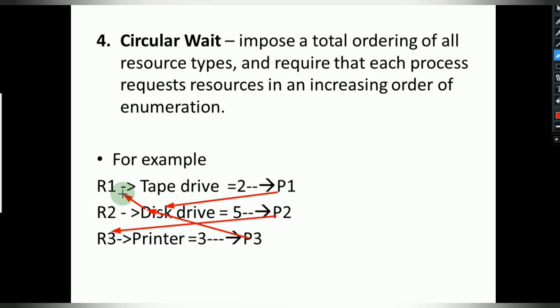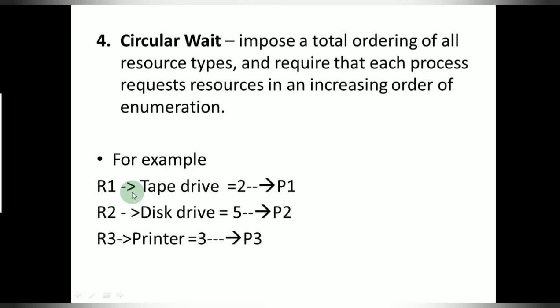Now, when I say it should request only in the increasing order, it is impossible that it could request back to R1. That is, the last process cannot request the resource that is held by the first process. So this is how the circular wait could be nullified, and this is the protocol that helps us to do so.